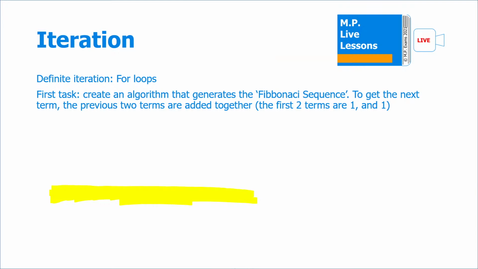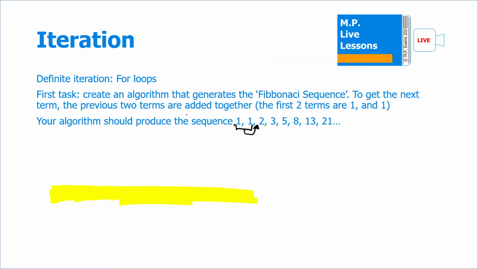So the Fibonacci sequence is generated by adding the last two terms to produce the current term. So the first two terms are 1 and 1, and you should get the sequence 1, 1, 2, 3, and so on. Because these two here are added to get 2. These two here, 1 and 2, are added to get 3. These two, 2 and 3, are added to get 5. 3 and 5 are added together to get 8. And so on. So this kind of repeats.